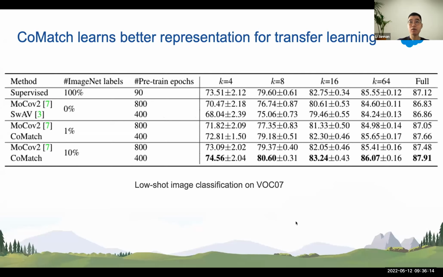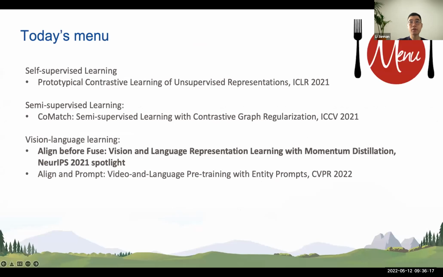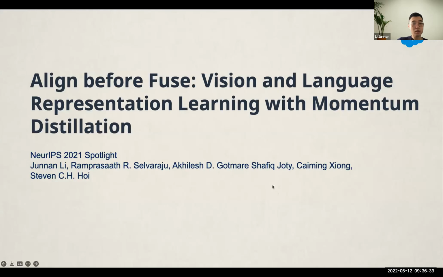Okay, and then I'll proceed to the next topic. So the next topic is this vision language learning, where we are given this web text together with the images. So here I'll introduce two works published by our group. One is at NeurIPS, and the other is at CVPR this year. So the first work is titled Align Before Fuse: Vision and Language Representation Learning with Momentum Distillation.